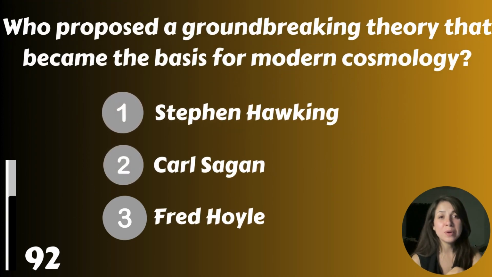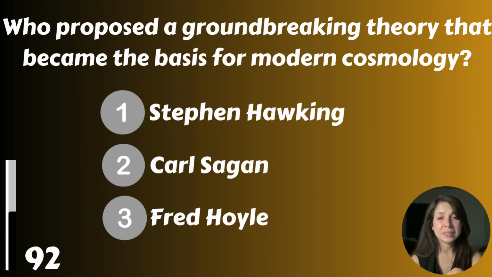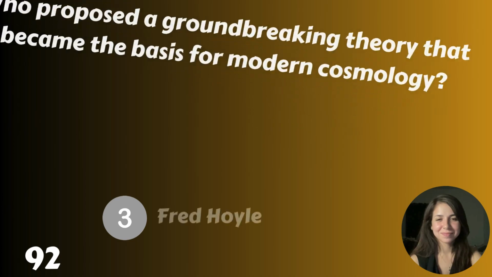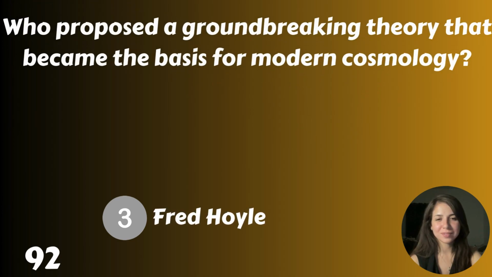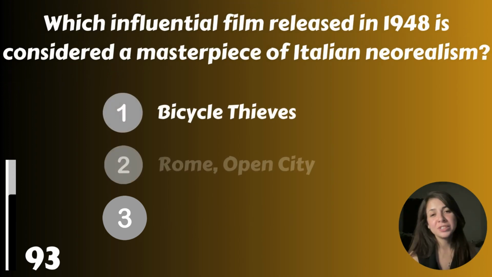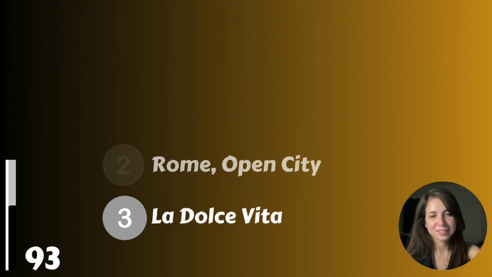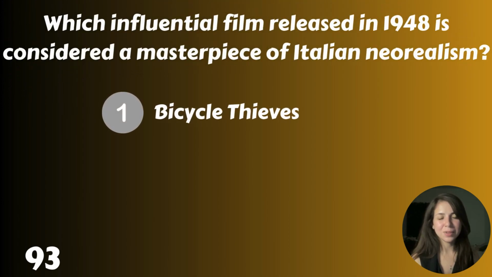Who proposed a groundbreaking theory that became the basis for modern cosmology? Stephen Hawking, Carl Sagan, or Fred Hoyle? Fred Hoyle. Which influential film, released in 1948, is considered a masterpiece of Italian neorealism? Bicycle Thieves, Rome, Open City, or La Dolce Vita? Bicycle Thieves.